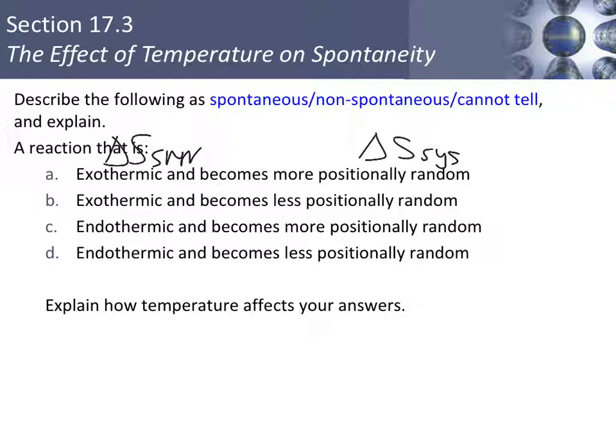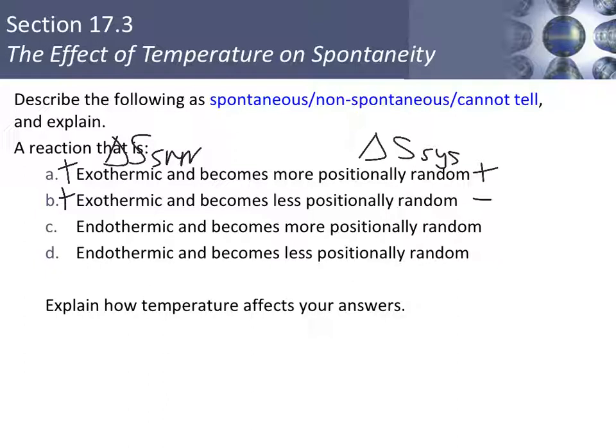So exothermic processes, for the surroundings, that gives us an entropy change that is positive. Again, heat is coming into the surroundings. The particles start to move faster. There's more randomness there. So that's an increase in entropy for the surroundings. And then for the system, more positionally random means an increase in entropy. So that one is positive as well. So two positives added together gives you a positive answer. Letter A would be spontaneous. For B, less positionally random means negative. And so a positive and a negative added together, it's hard to tell.